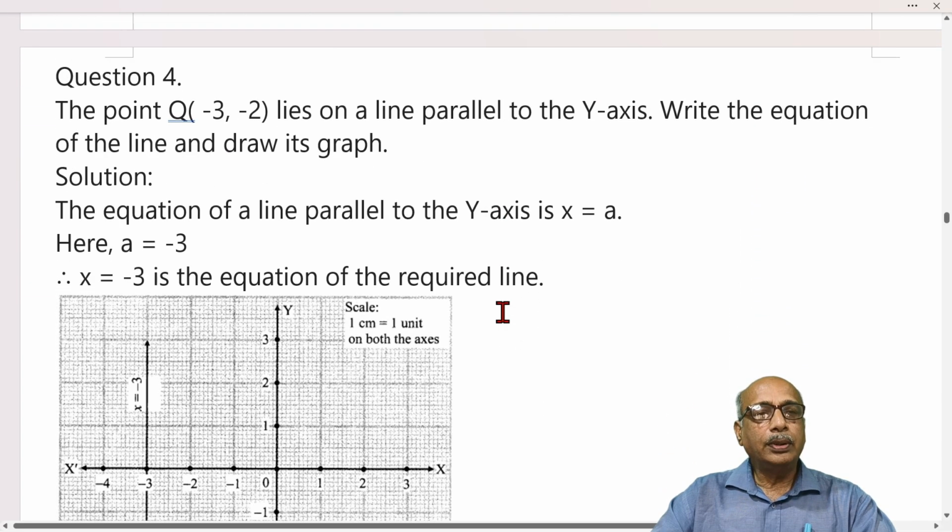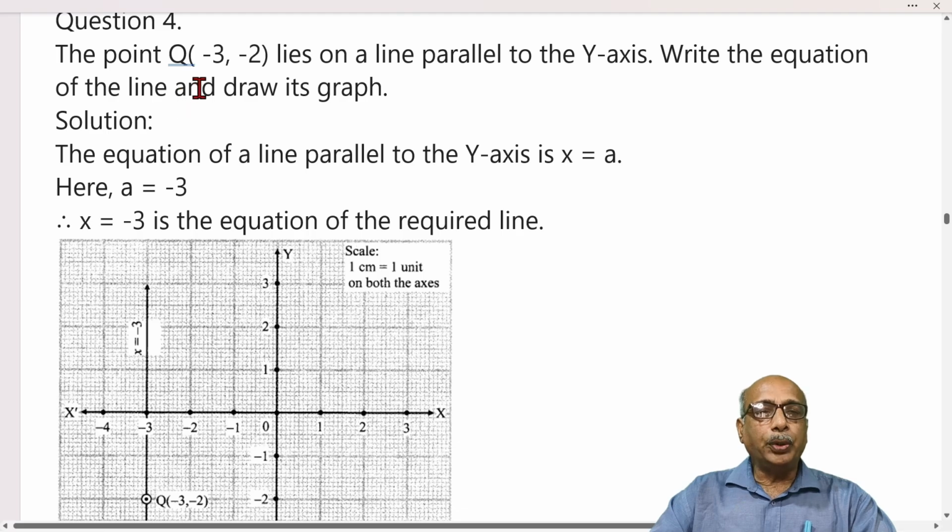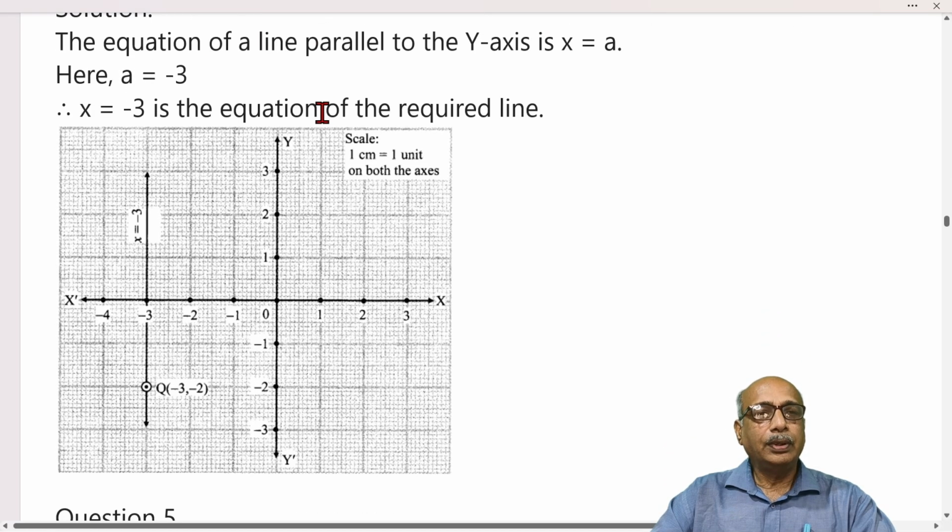Question 4. The point Q (minus 3, 2) lies on the line parallel to y-axis. Write the equation of the line and draw its graph. The equation of a line parallel to y-axis is x equals a. Here a equals minus 3. So x equals minus 3 is the equation of the required line.